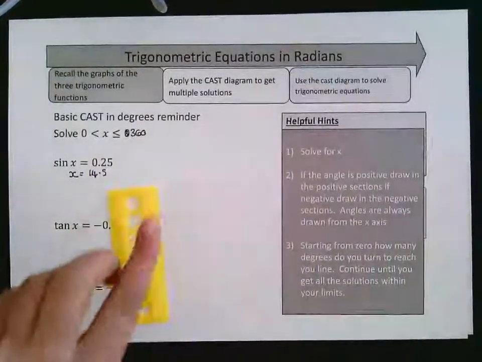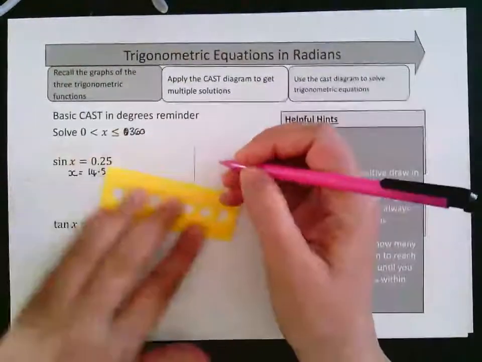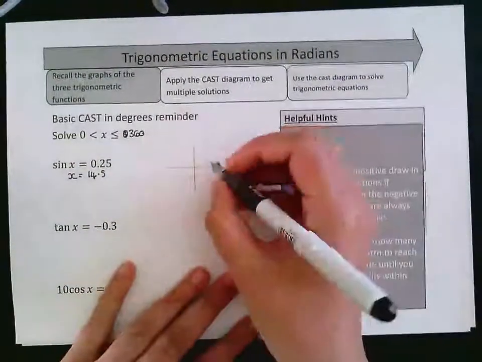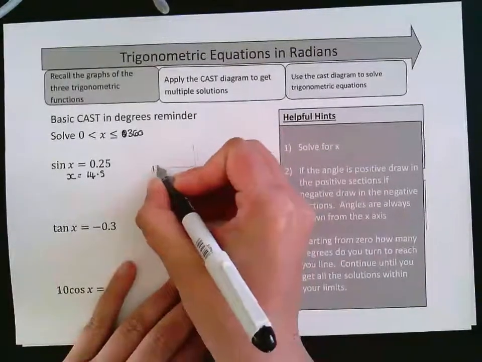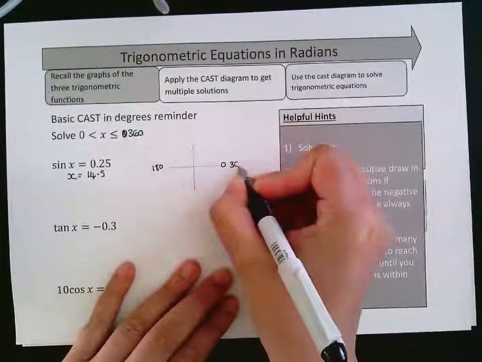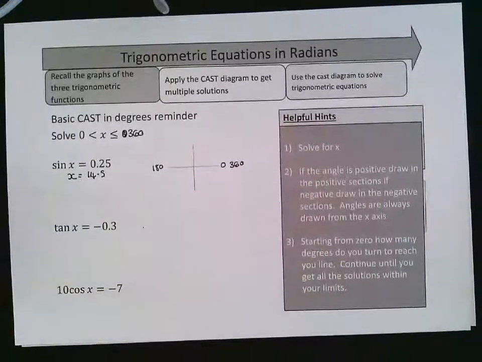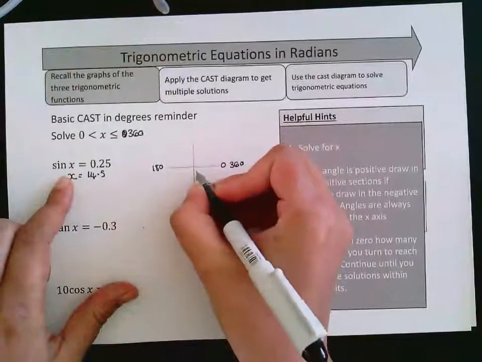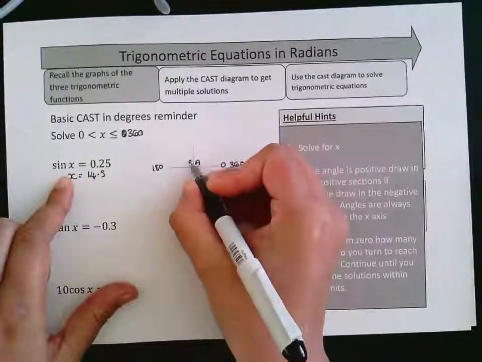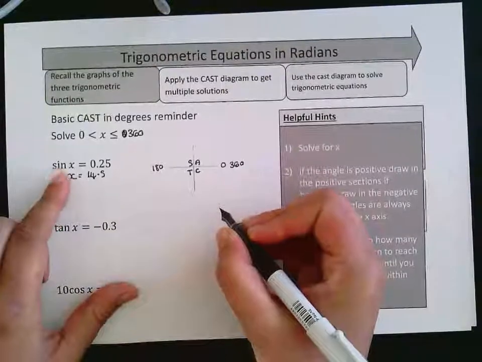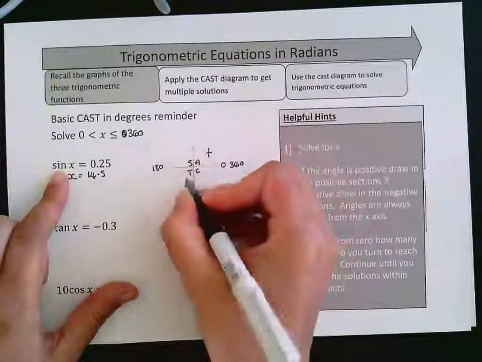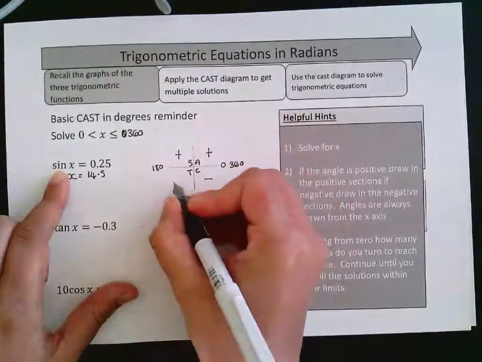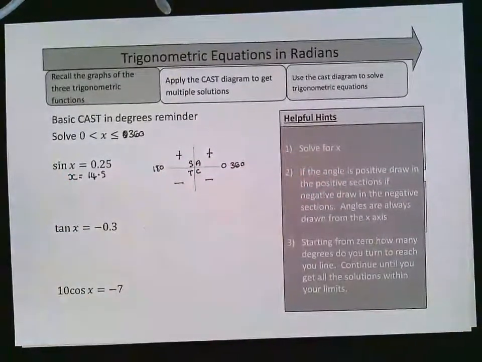Okay, so from here, I now draw my cast diagram. So I put my cross there. I only need to label up the x-axis. So 0, 180, and 360. I will never label up the y-axis. I'm looking at sine, so when I write C-A-S-T, all of them are positive here, and only sine is positive here, so this tells me the positives at the top. And I put 2 minuses in the other sections.